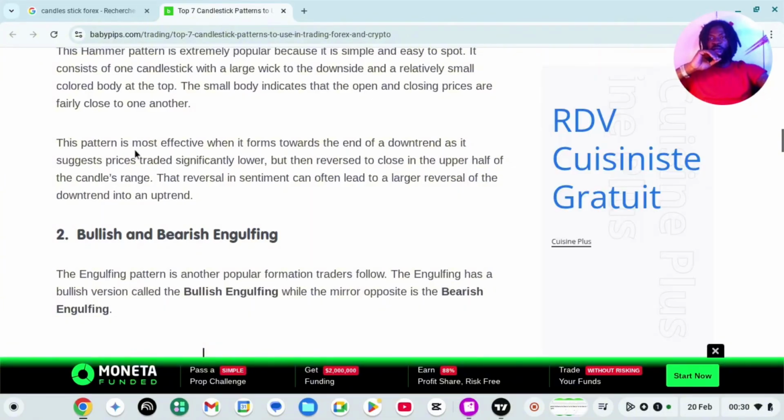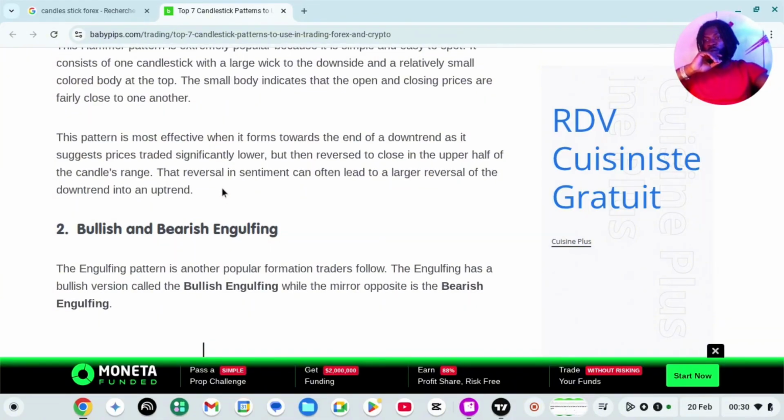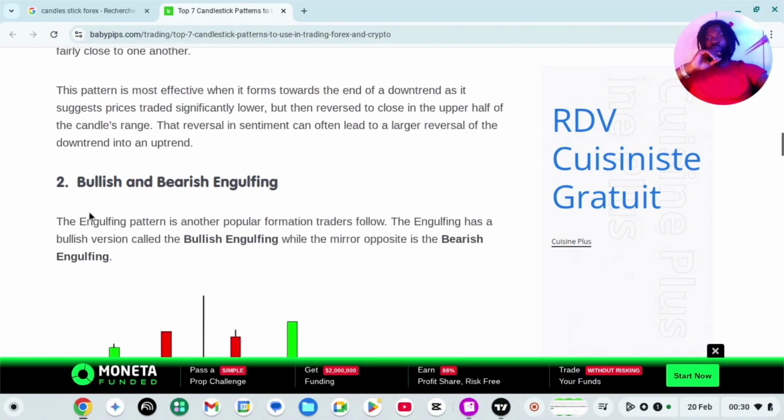This pattern is most effective when it forms towards the end of a downtrend, as it suggests price traded significantly lower but then reversed to close in the upper half of the candle's range. That reversal in sentiment can often lead to a large reversal of the downtrend into an uptrend. Okay, bam, that's it.